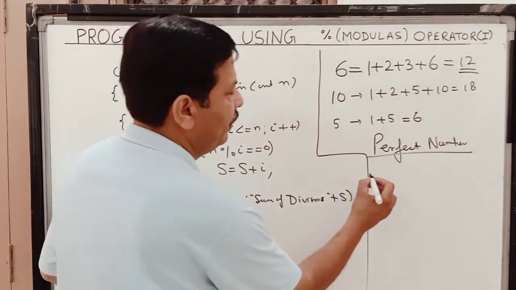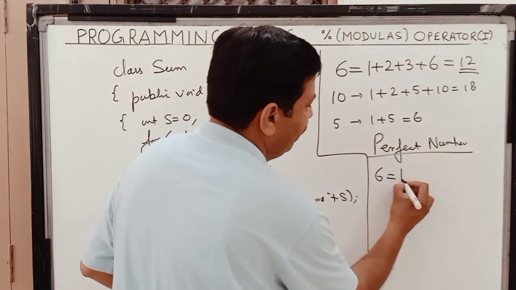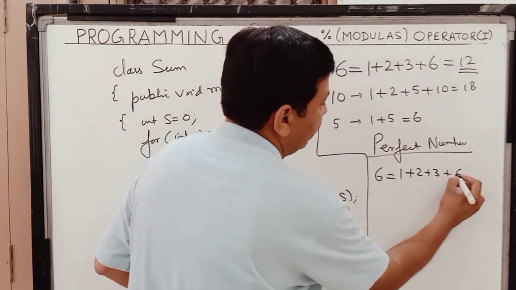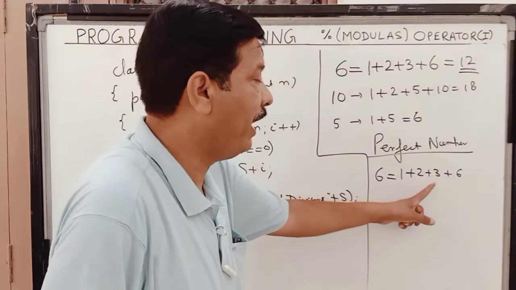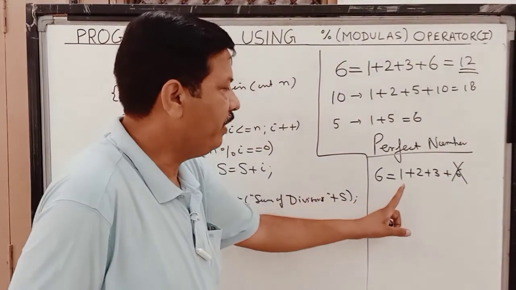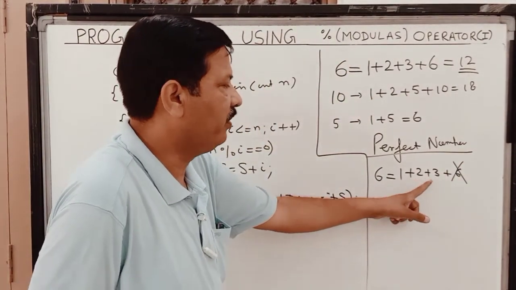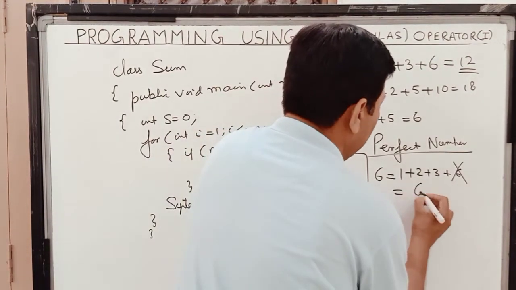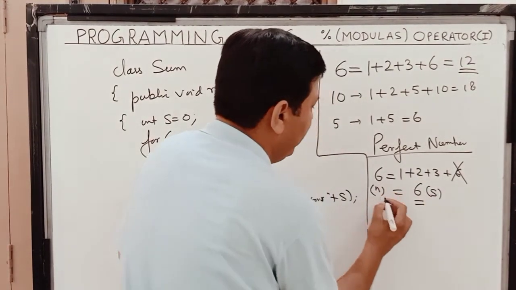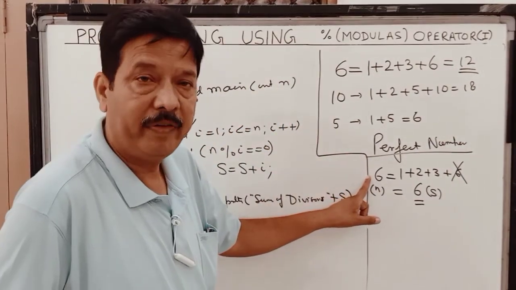Say for example, 6 has how many divisors? 1 plus 2 plus 3 and 6. It is saying sum of all the factors except itself, so we leave out this number. Now 1 plus 2 plus 3, that makes 6. Now children, this sum is equal to this number, that means 6 is a perfect number.